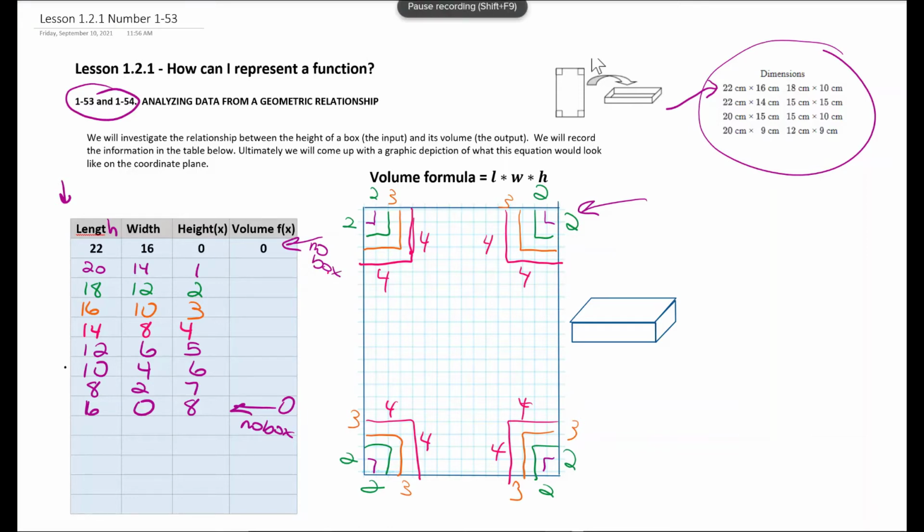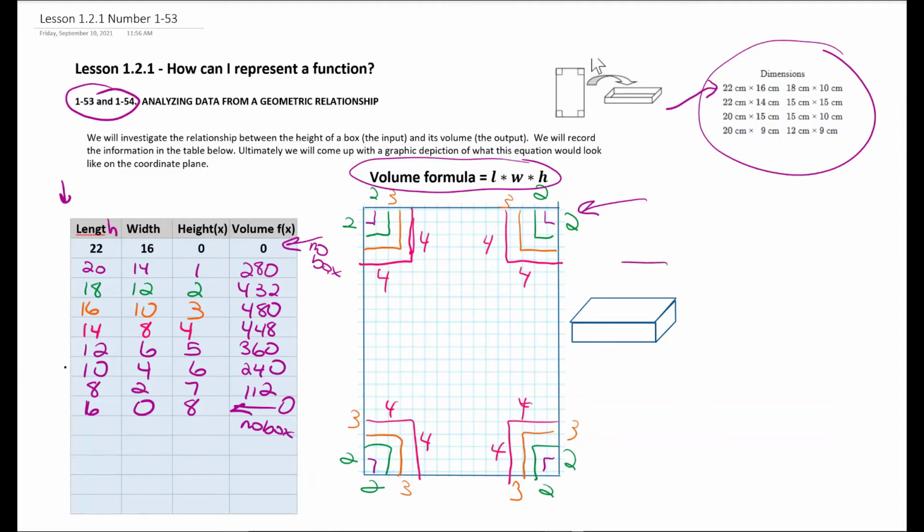Our volume formula is here: length times width times height. And if you go through and do all of that, you're going to find this is 280. This is 432. This is 480. This is 448. Then this is 360, 240, and 112. Okay. Now, that's what all of this looks like with regard to the shape.